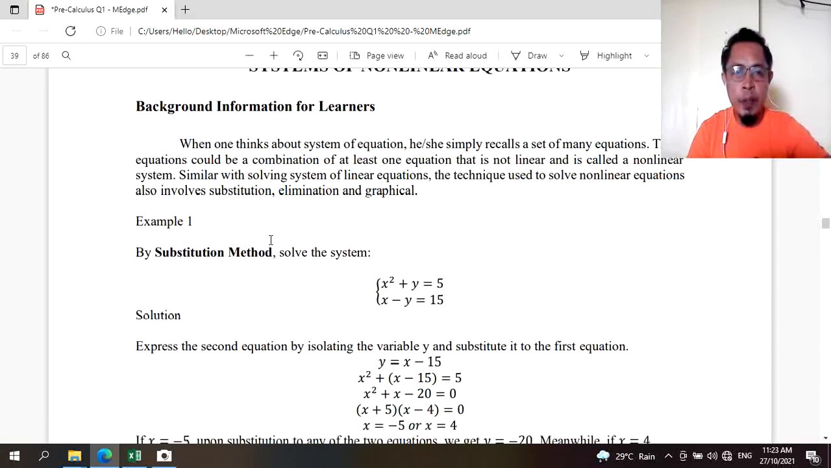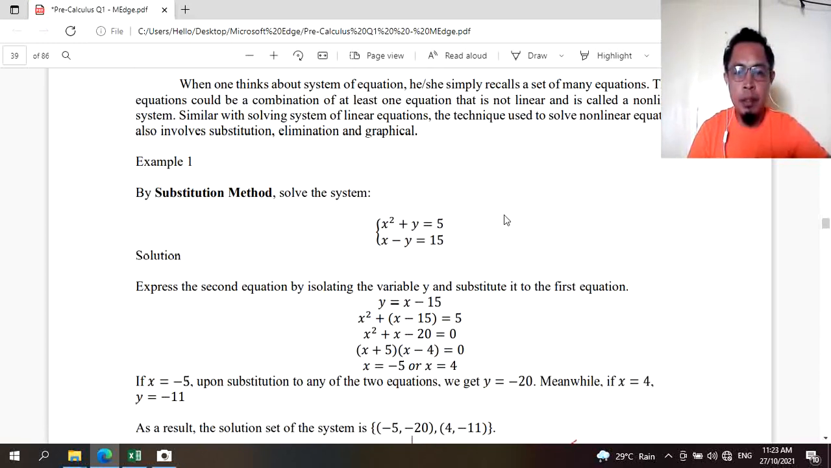So to illustrate this one, let's try to adopt the first example. We have here x squared plus y equals 5, and we have x minus y equals 15. Based on our knowledge in the conic section, we can say that the first one here is a parabola, and the second equation is very obviously a linear one. So it's a combination of a parabola and a line.